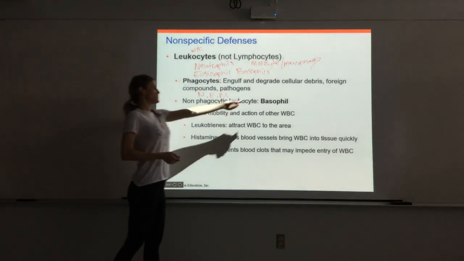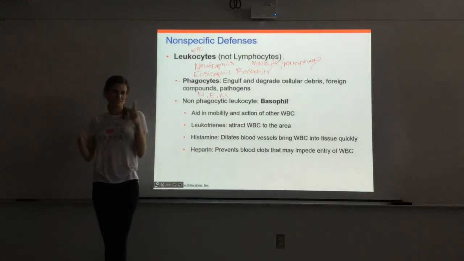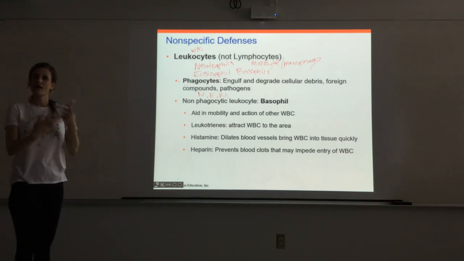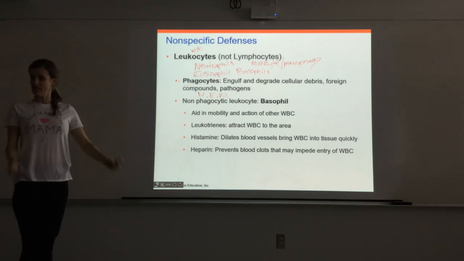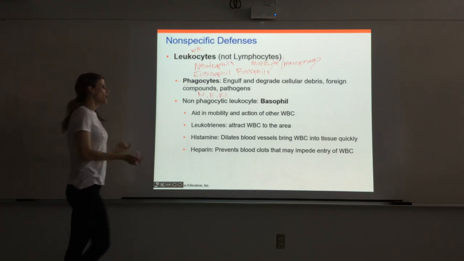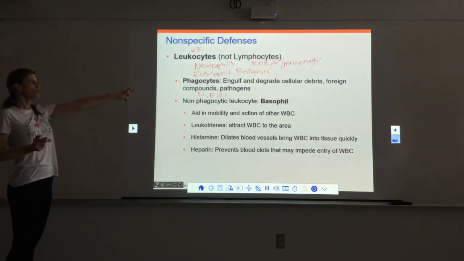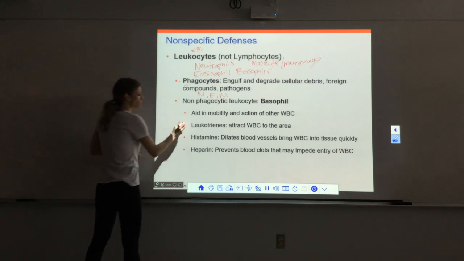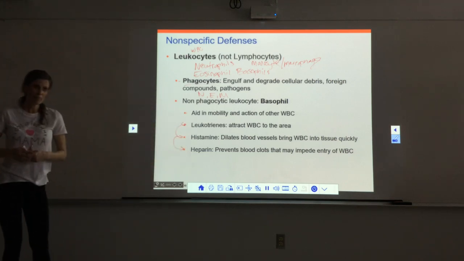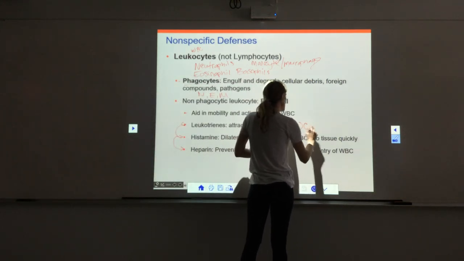The basophil, remember, is not phagocytic. That's the one white blood cell that does not have that ability to engulf pathogens, but it helps out the phagocytes. Right? It's got a couple different mechanisms to kind of stimulate that immune response, even though it's not actually engulfing things itself. It helps to aid in the mobility of all of the other white blood cells. And the way that it does that is by releasing leukotrienes, histamine, and heparin. Leukotrienes just attract other white blood cells to the area. What do we call that?